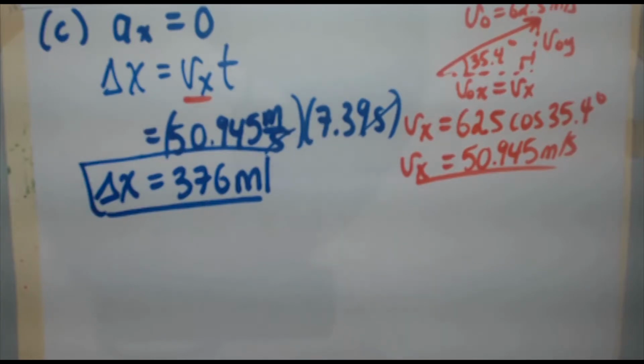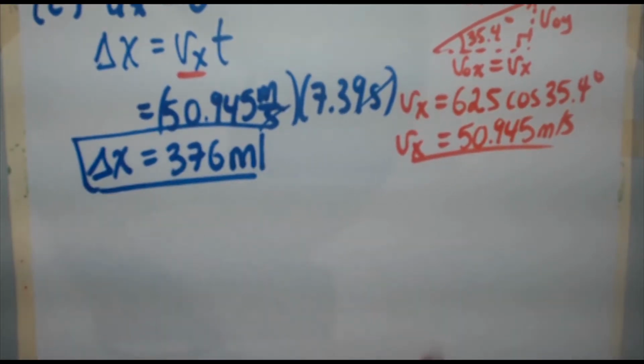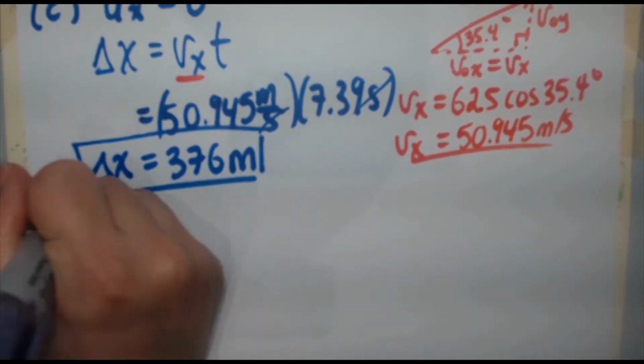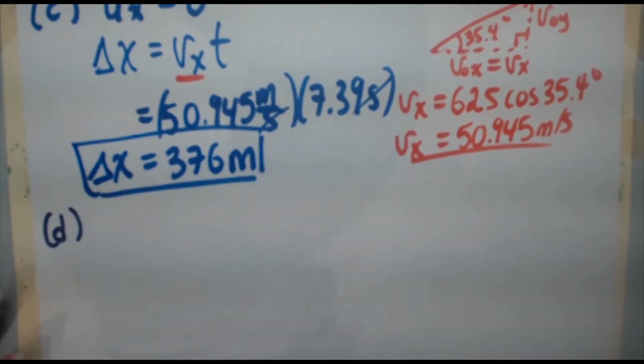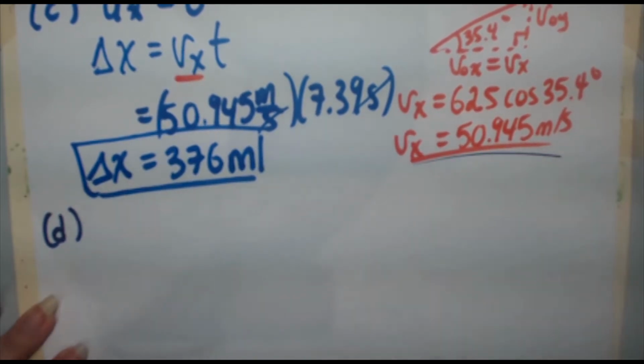And finally, in the last 25% of the problem, the velocity of the projectile 1.05 seconds after firing. Okay, so the velocity of a projectile is going to have components. Okay, it's going to have a vertical component and a horizontal component. The nice thing is we already know the horizontal component. It hasn't changed. It's going to be your Vx is 50.945 meters per second. What we have to figure out is the vertical component at that point in time, at 1.05 seconds.